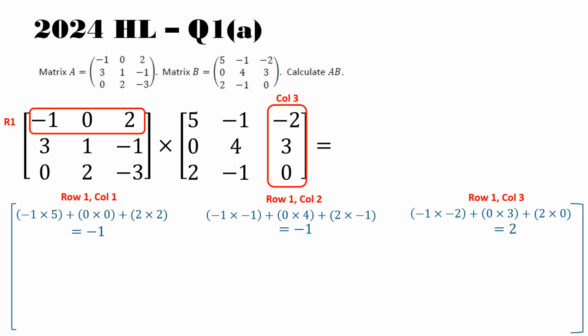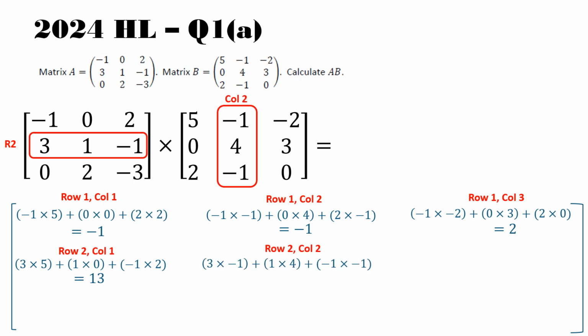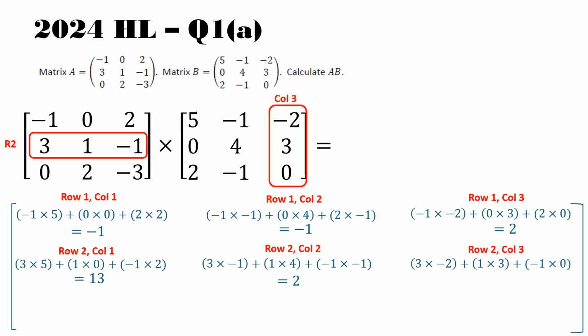And that gives us a final answer of 2. Then we move to row 2 and multiply that by column 1. So we get 3 by 5 plus 1 by 0 plus minus 1 by 2, which gives us 13. Then we have row 2 by column 2: 3 by minus 1, 1 by 4, minus 1 by minus 1, final answer of 2. Row 2 by column 3: 3 by minus 2, 1 by 3, and minus 1 by 0 gives us an answer of minus 3.